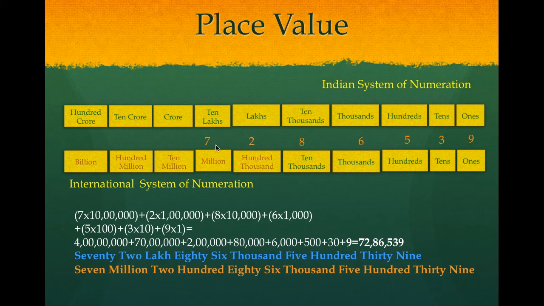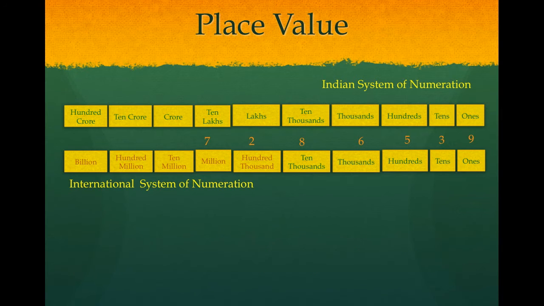So how do we read this number in the Indian system of numeration? It will be 72 lakh 86,539, and in the international system of numeration it will be 7,286,539. Now let's take a 10-digit number, 664 7286 539. You can see the place value of all the digits in both the numerations.